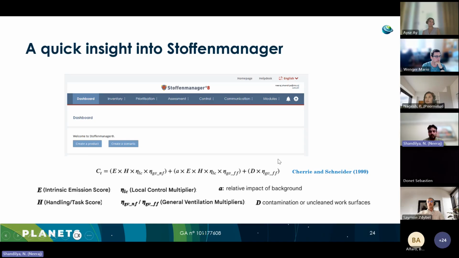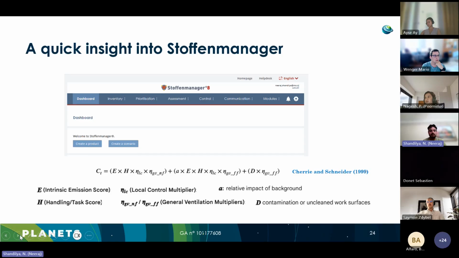The governing part is this equation. This is a very long equation, but I will ease you into it. CT is the concentration, the exposure concentration. It depends on the intrinsic emission score, so basically the volatility of the substance or the dustiness of the substance. So basically, how much can the substance itself emit.